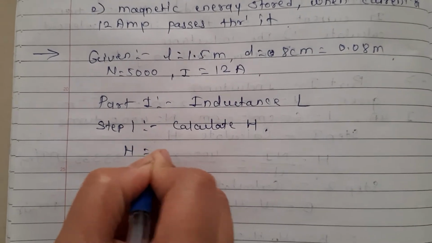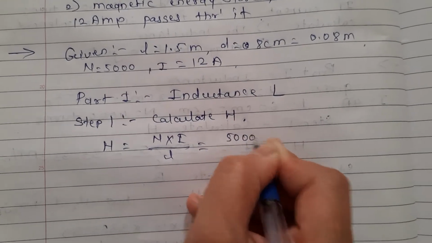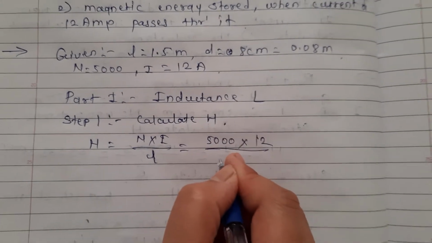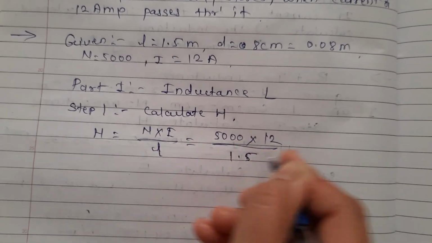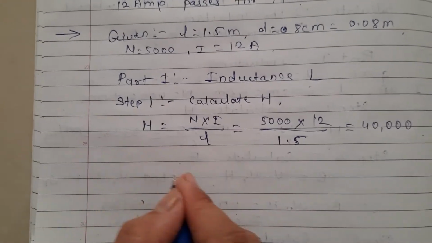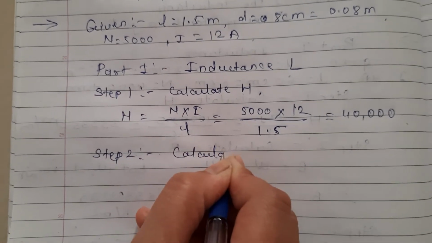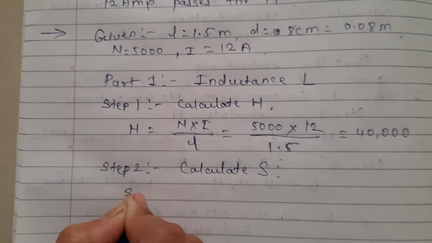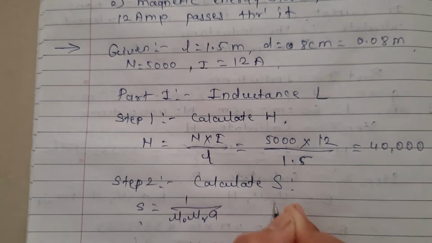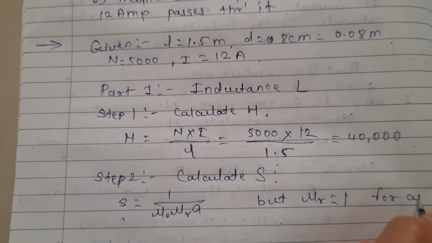So H is equal to N into I by L. It is N is 5000 into I is 12 ampere, and length is 1.5 meter, so it is 40,000. Next is calculate S. Step 2, calculate S. So S is equal to L by mu 0 mu r A. But what is mu r? It is 1 for air.